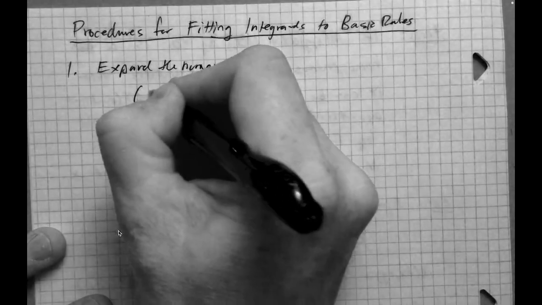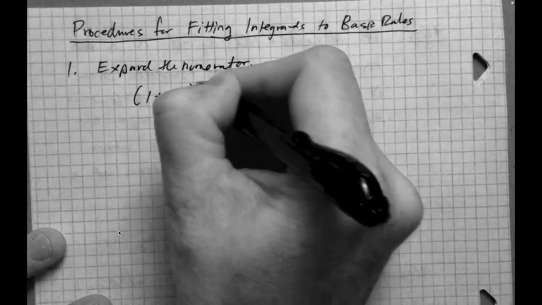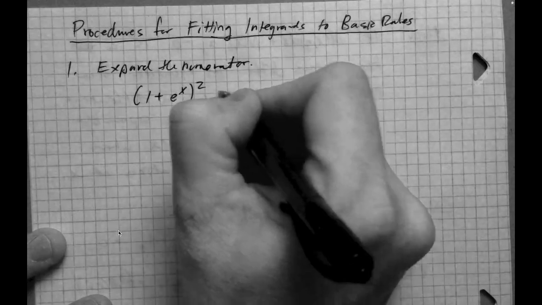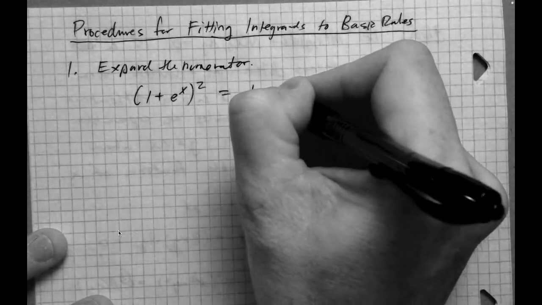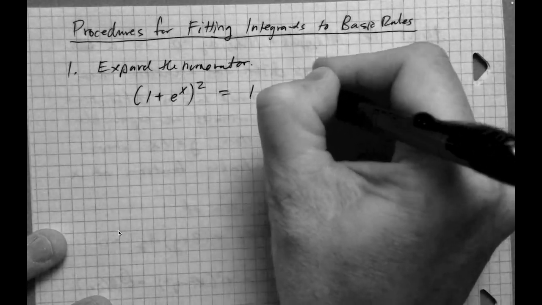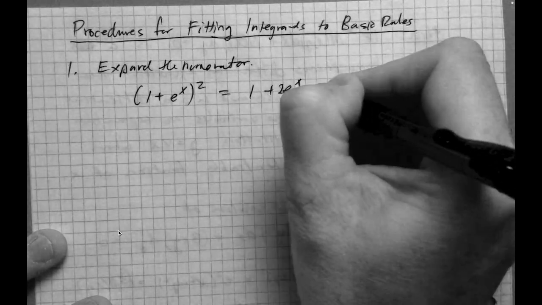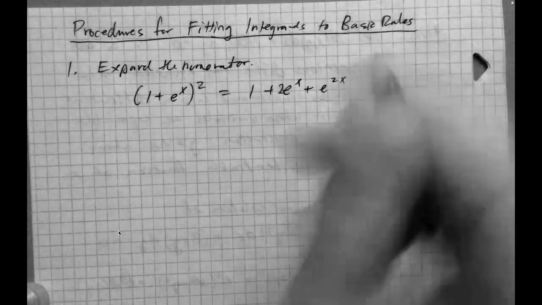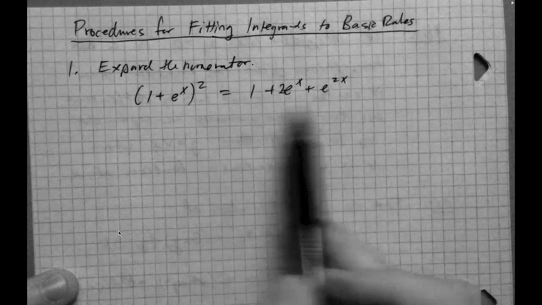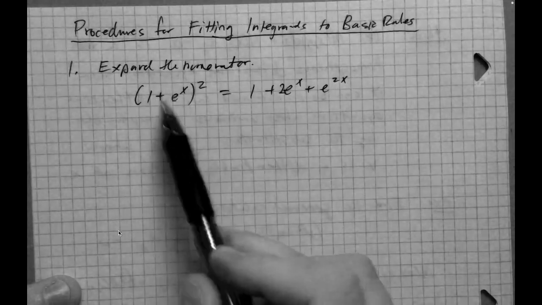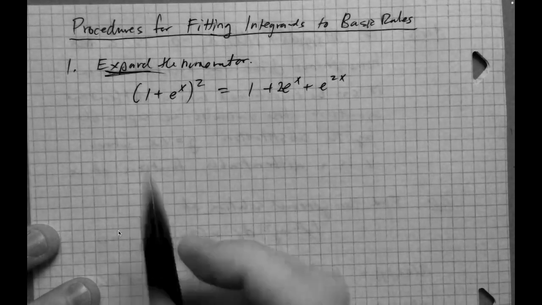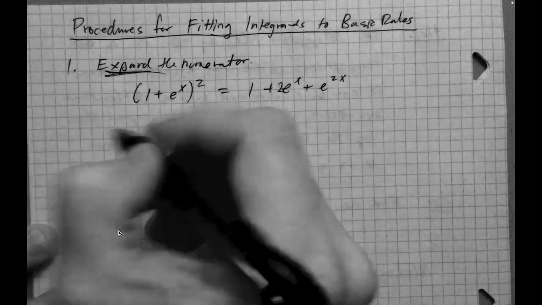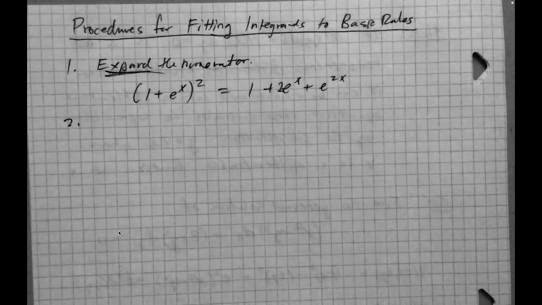Right, sometimes this is obvious. So if you have something like this, 1 plus e to the x, squared, try expanding it and see if it looks different, right? So this could be expanded to 1 plus 2e to the x plus e to the 2x, right? And it may turn out that this is very integratable, whereas this may not be. So just basically expanding the numerator, and this is relatively obvious. I think most people would try that.